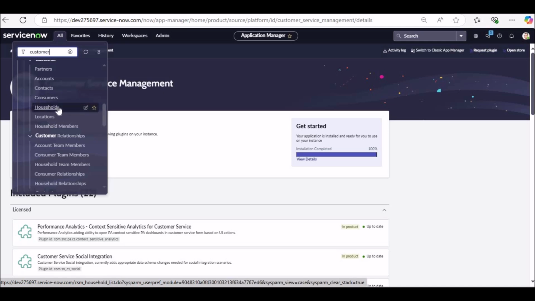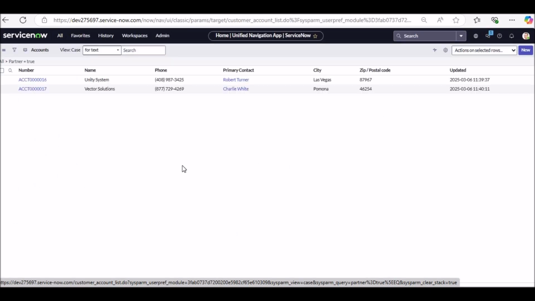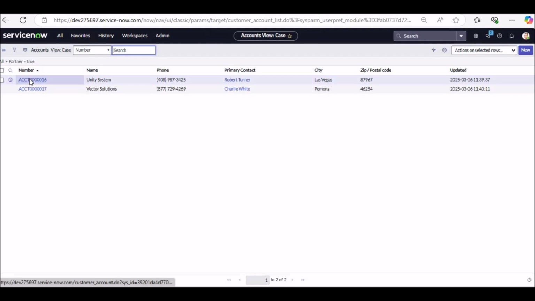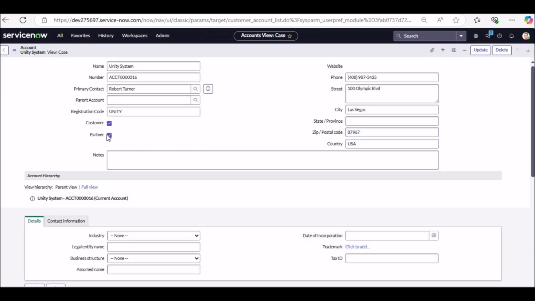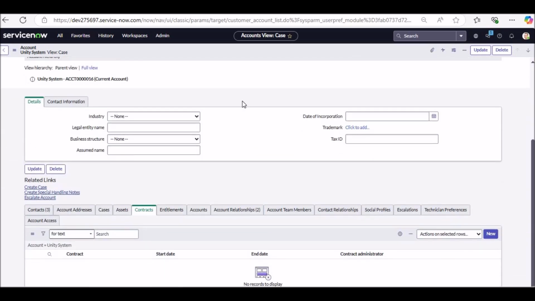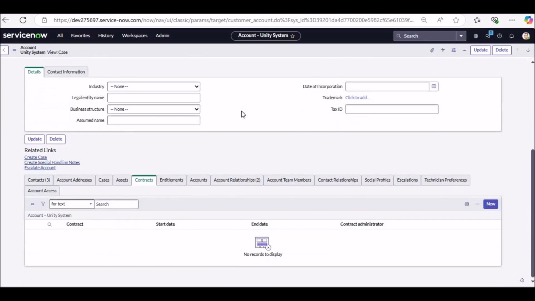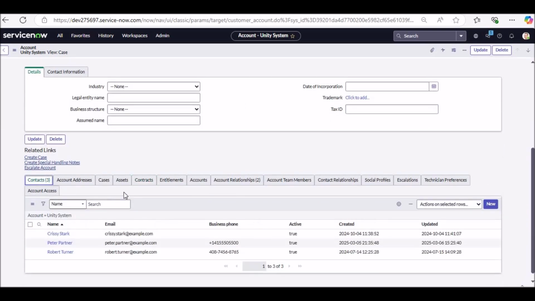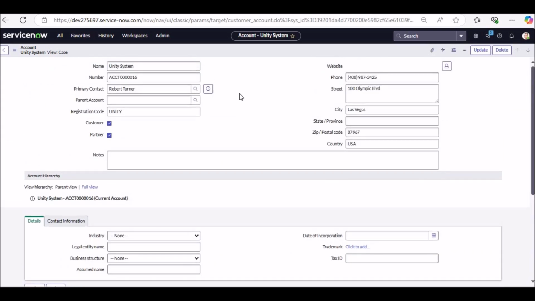Now let's go through some of the partner details and see how it is different from the account. We have two partners mentioned: Unity and Vector. If we go here, you can see this is partner as well as customer, and we have similar data because the data stored in the table is actually the same as the account table. We have similar details here. So 3 contacts and 2 account relationships are maintained for this particular partner.